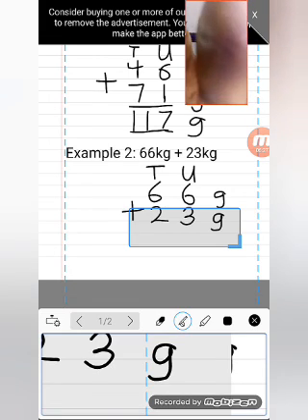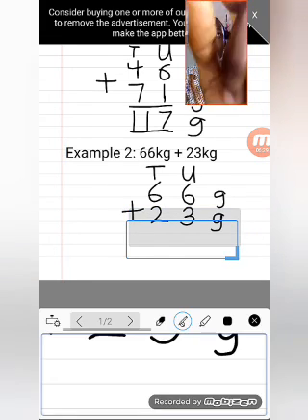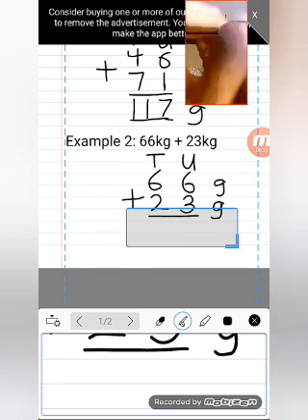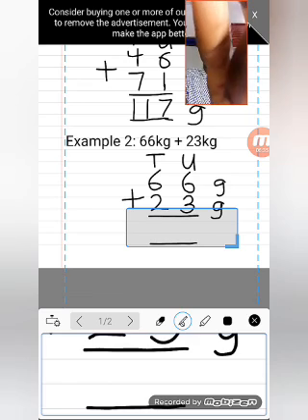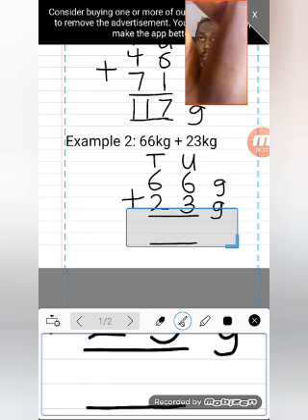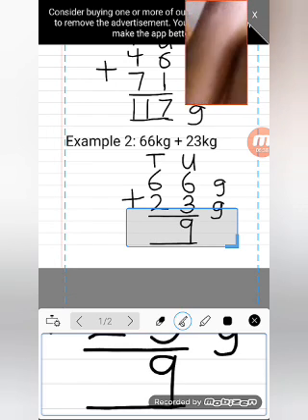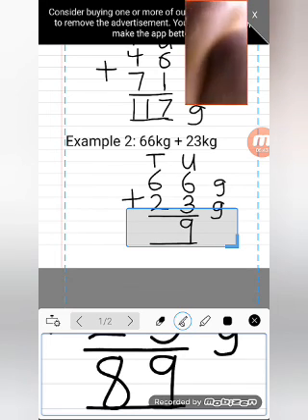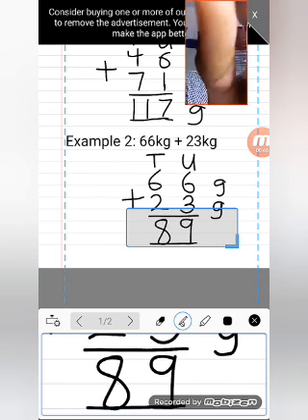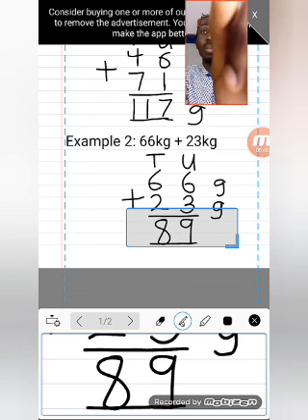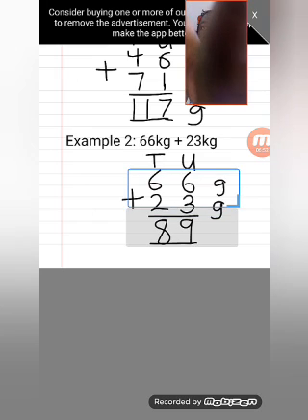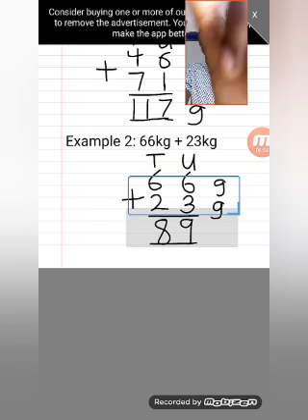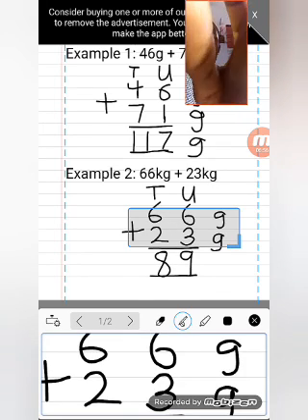Good. So now let's add up and write our answer. Now 6 plus 3. If you count it, you'll be having 9. Then 6 plus 2. When you count it, you'll be having 8. And yes, there's a mistake. It's actually in kilogram. Please pardon me for this. Yes, the units are actually in kilograms.